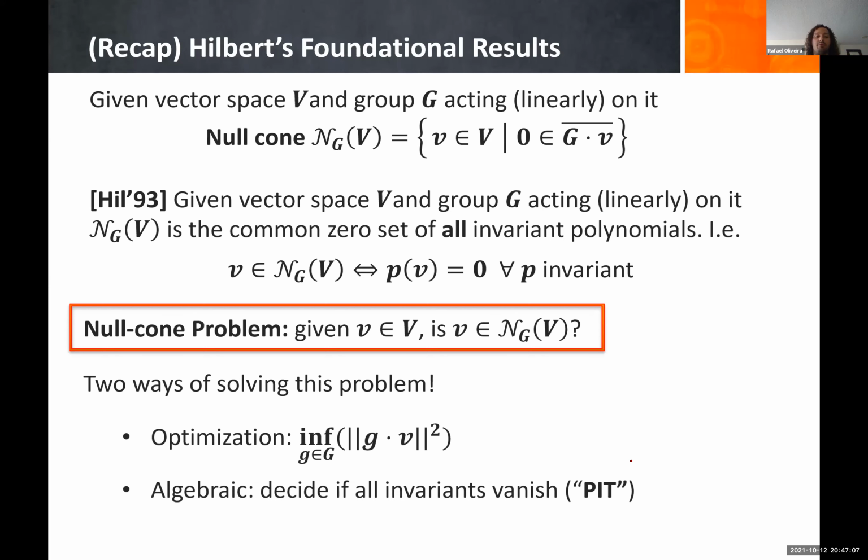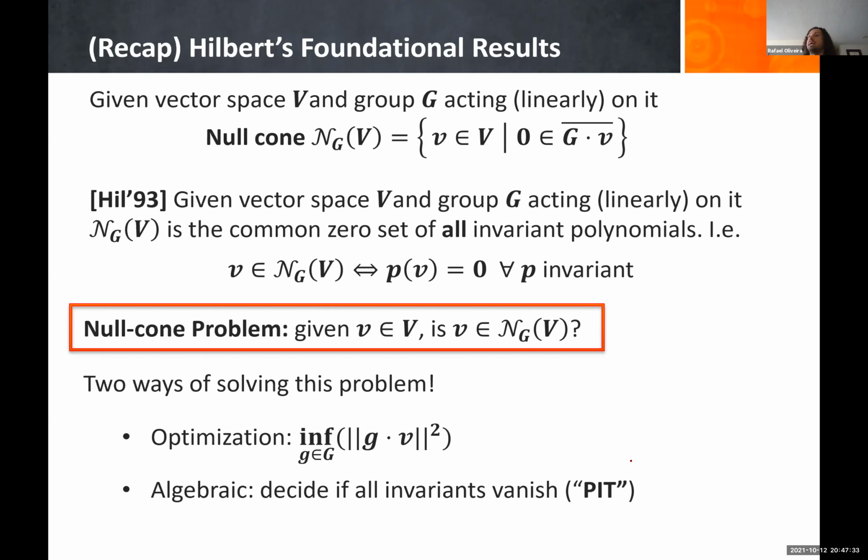That's just a recap of the previous lectures. Now we saw, with Ankit's talk and my talk, that there are two ways of solving this problem. One is the algebraic one that comes from the definition: do all the invariants vanish? For that, we need to find a generating set of the invariants, or a separating set, or a null cone set. Those are different sets, but we want to decide if all the invariants vanish.